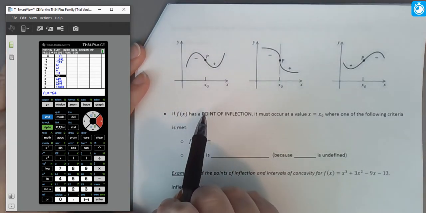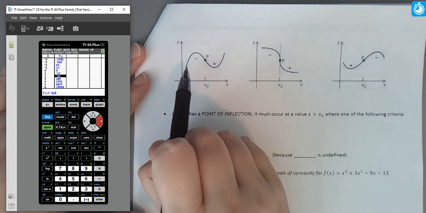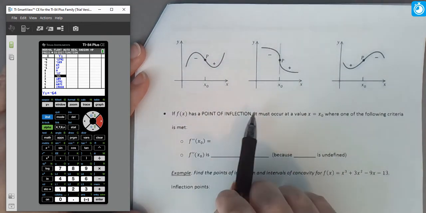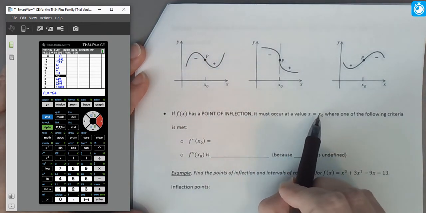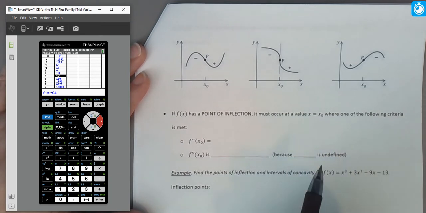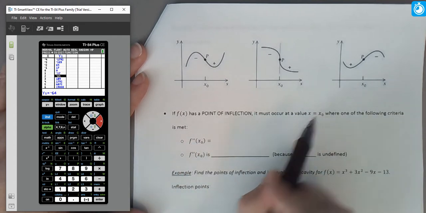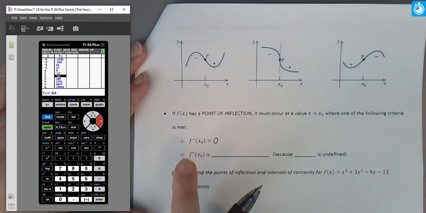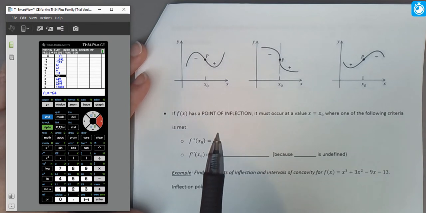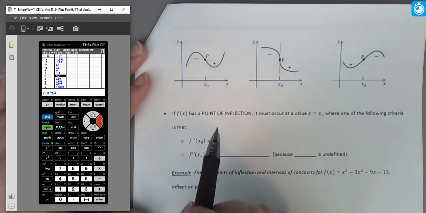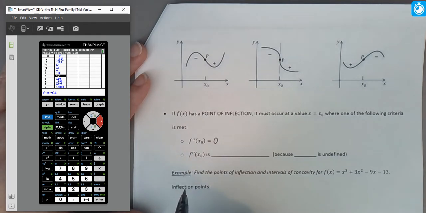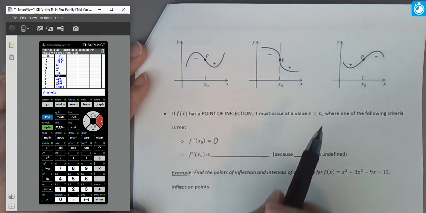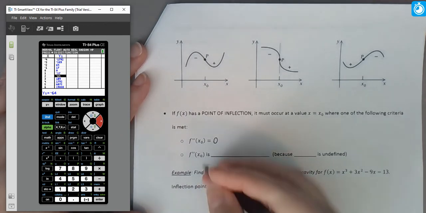So if our function has a point of inflection, again, that's where the curvature changes, it must occur at a value that we'll call x sub 0, where one of the following criteria is met. Either the second derivative at that value of x is equal to 0. What does that mean? That just means the first derivative is not changing. We're not increasing the first derivative, we're not decreasing the first derivative, it's staying constant. Or it can occur at locations where f double prime of this value is undefined.